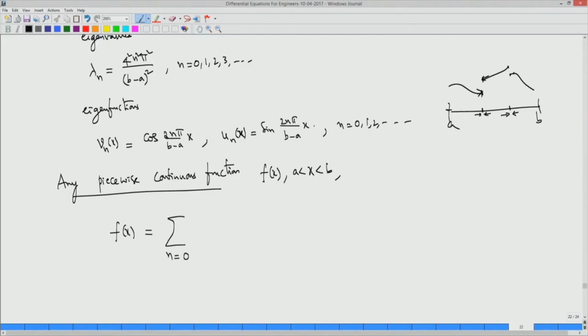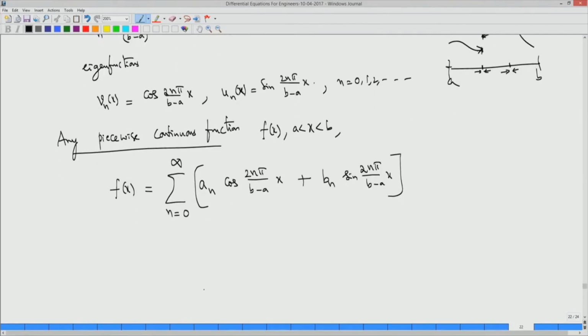I have n now running from 0 to infinity. What are the eigenfunctions? I have arbitrary constants with these eigenfunctions cos 2n pi by b minus a into x, plus bn, another set of arbitrary constants, for this sin 2n pi by b minus a into x. So I can write f(x) in terms of these eigenfunctions. Coefficients are simply arbitrary constants.